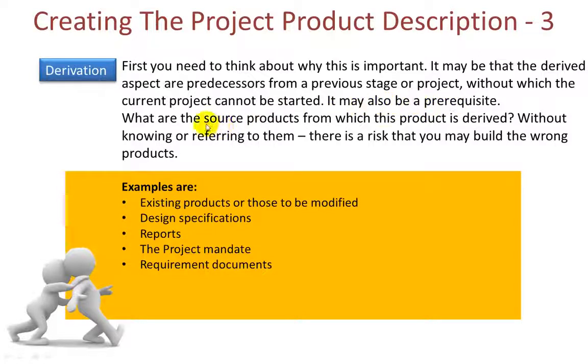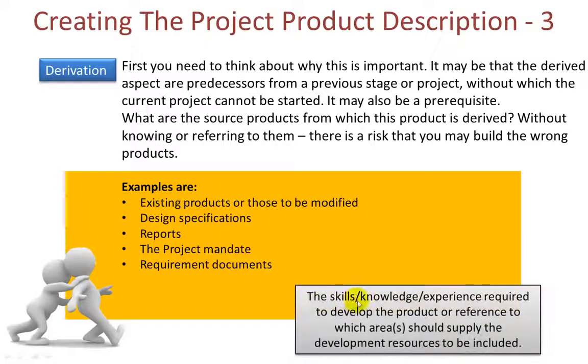Another question to ask yourself in capturing the derivation is, what are the source products from which this product is derived? Without knowing or referring to them, there's a risk you may build the wrong products. Existing products, design specifications might be necessary, reports, the project mandate, remember that, and any requirement documents which we've received, possibly from third parties. The skills, knowledge and experience required to develop the product or reference to which areas should supply the development resources should also be included.